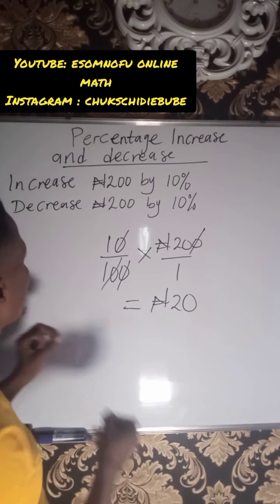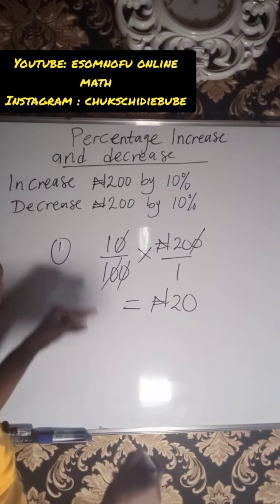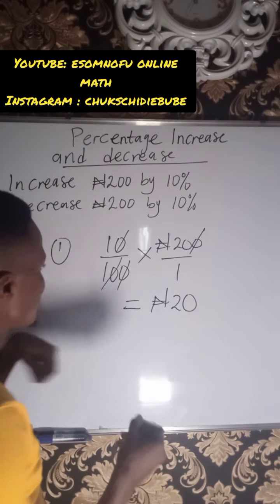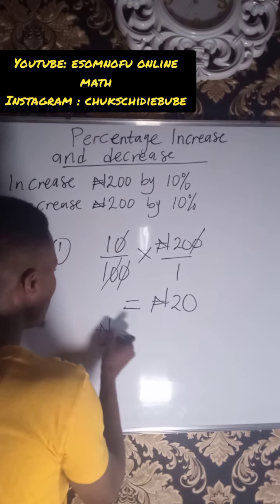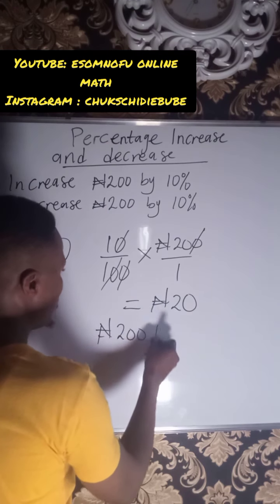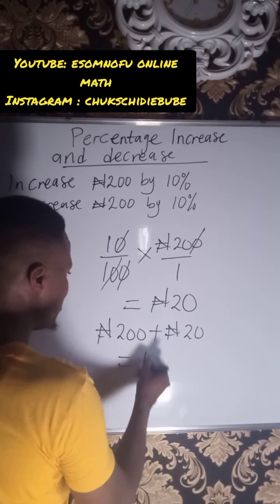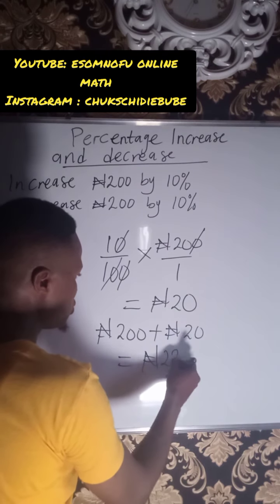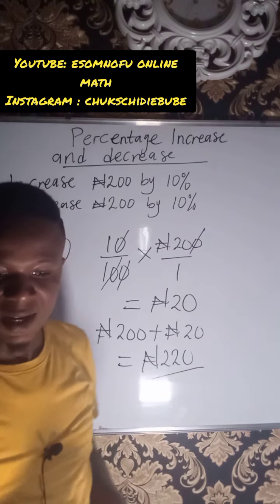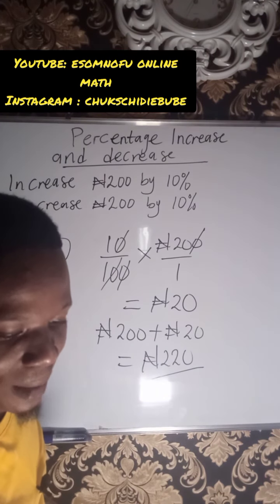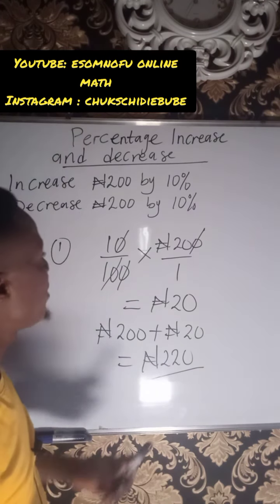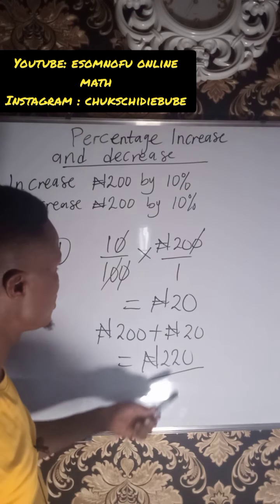Because it is the percentage increase, if we now want to increase this 200 by 10%, it will now be 200 naira plus 20 naira. And when we add it, it will give us 220 naira. Therefore, increasing 200 by 10% will give us 220 naira.